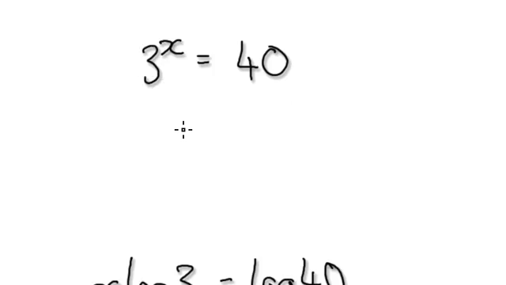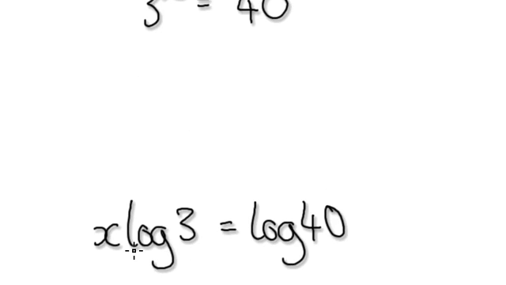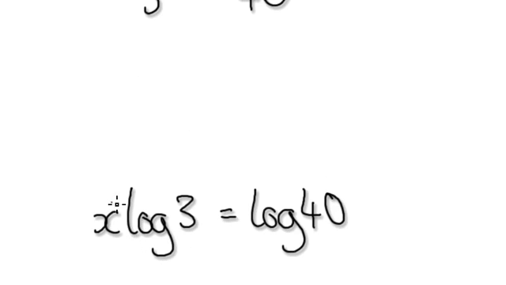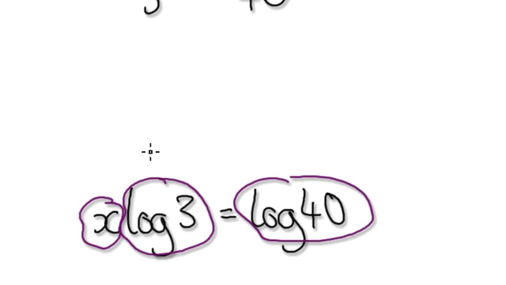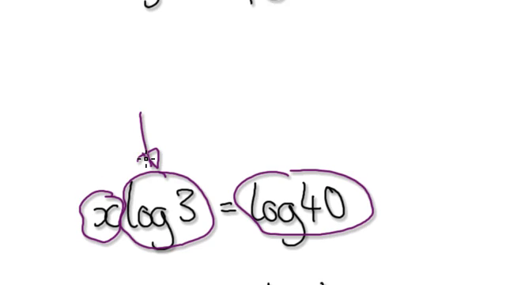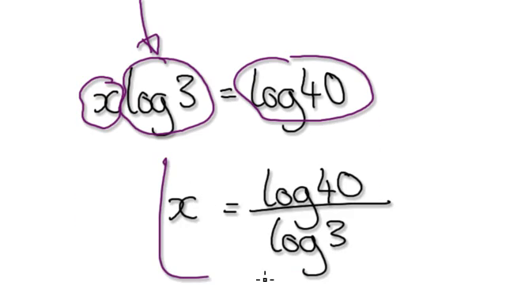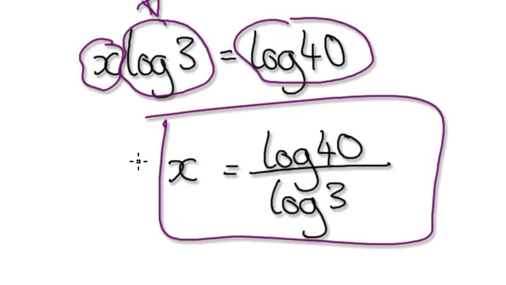Okay, so to do this here, log both sides. So that will then give you this. So here you've got one bubble multiplying with this bubble here equals this bubble here. So divide both sides by log 3. That will then give you this. So x equals this. Okay. Next one here.